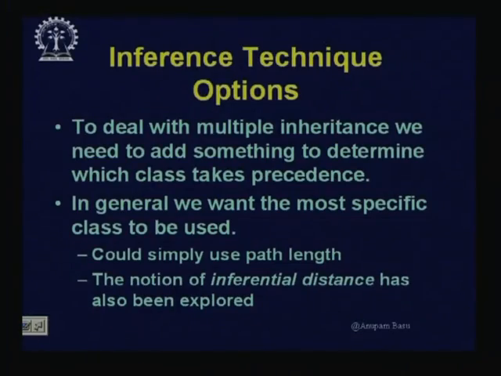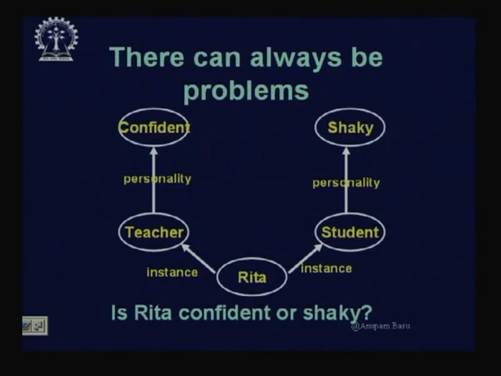Now, here there is no hard and fast answer, and depending on the application, often we have to select a particular policy. But still there can always be problems. Here is another example. Rita, a girl, is an instance of a teacher. Rita is a teacher and Rita is also a student.